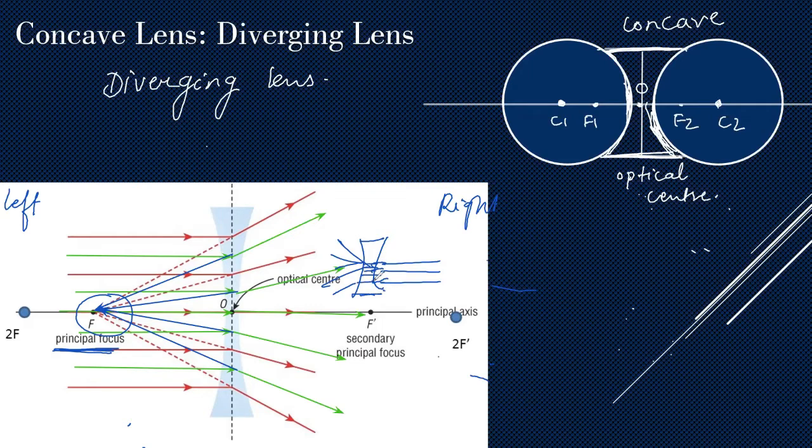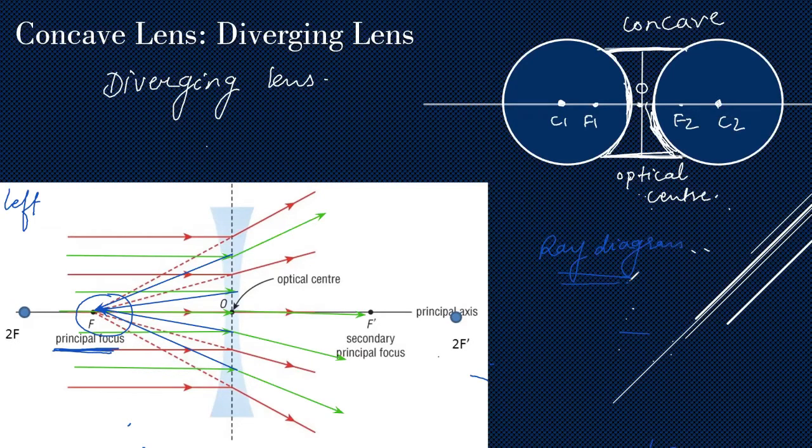But just to maintain some uniformity for ray diagrams, and to avoid confusion for our own simplicity, we take by default that the object is always going to be on the left. Understood? So in this way, your concave lens behaves as a diverging lens. Questions can come: explain how a convex lens is a converging lens, or explain how a concave lens is a diverging lens. Ray diagrams are very, very important in these cases.